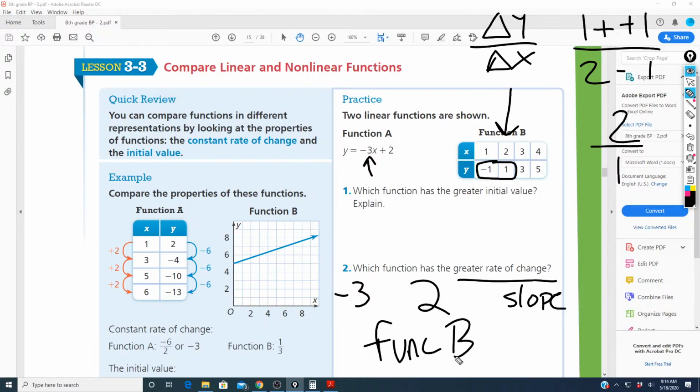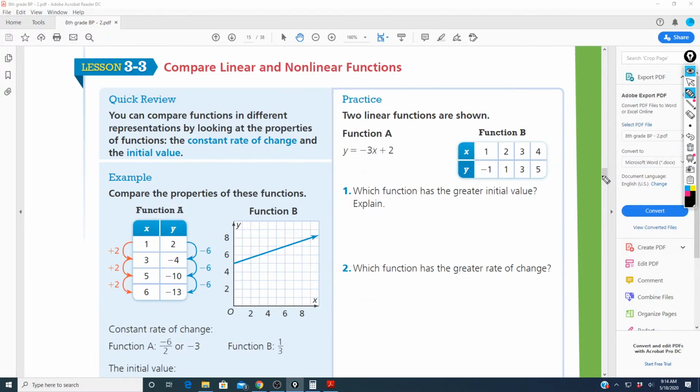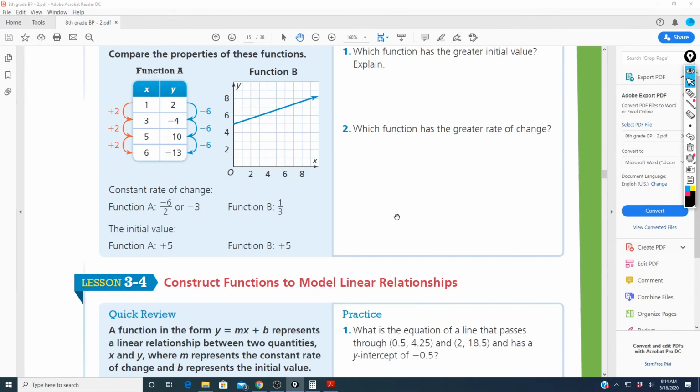Okay? Function B has a rate of change of 2. Okay? Hope this is coming across, guys. I know it's a lot of information, or kind of rehashing the memory there, but let's go down here.